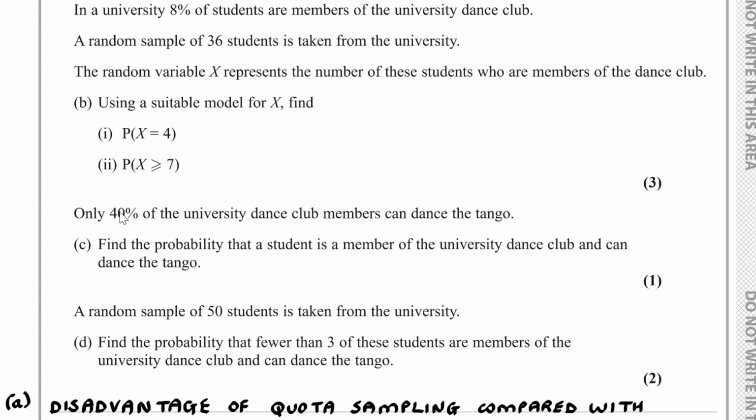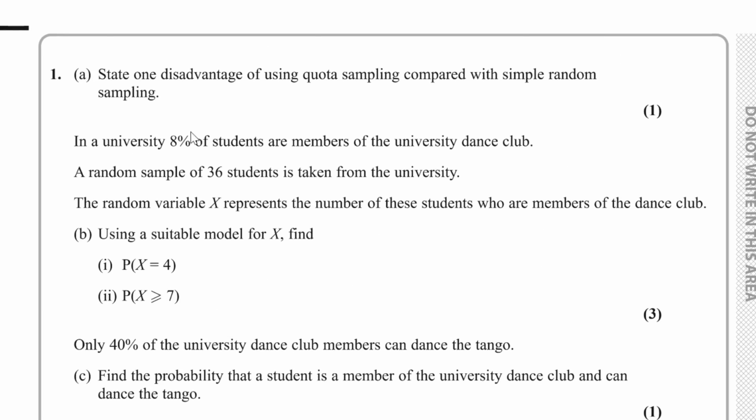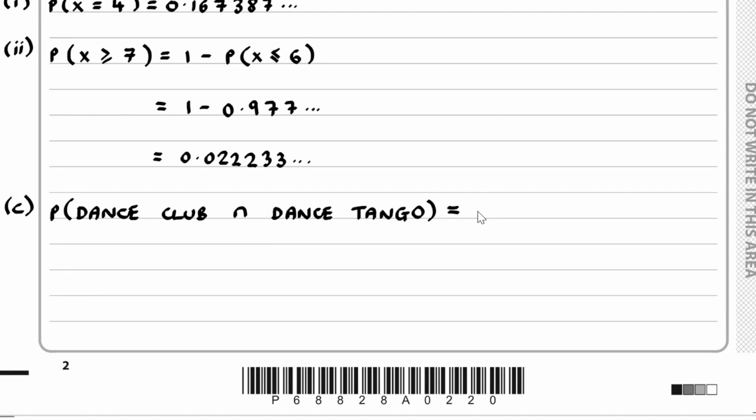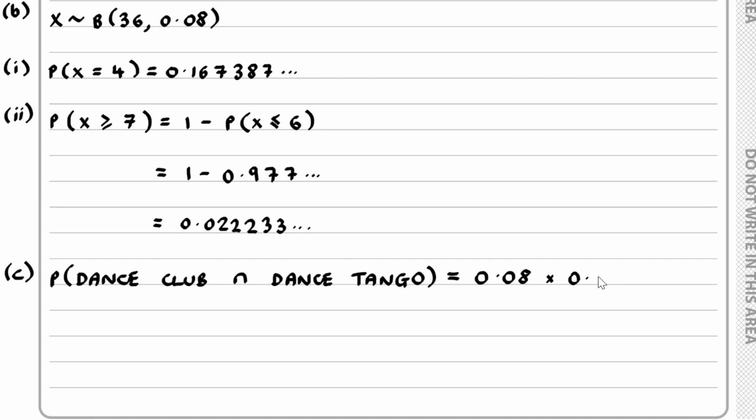Now, for Part C, only 40% of the University Dance Club members can dance the tango. We have to find the probability that a student is a member of the university dance club and can dance the tango. So, the probability that we are in the dance club is 8%, 0.08. And then we multiply this by the probability that we dance the tango, 40%, 0.4. If we work this out, we get 0.032.